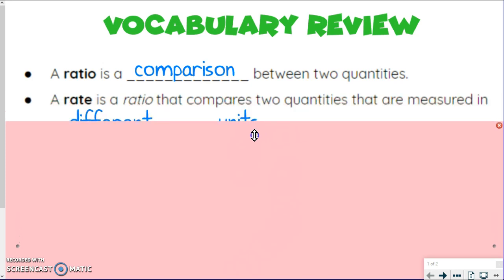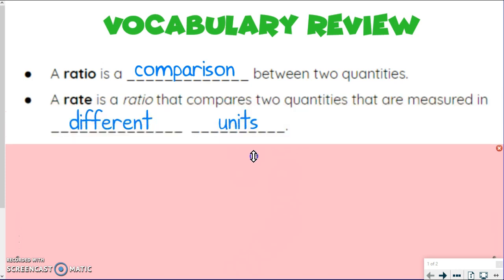Here's one of the new words. A rate is a ratio that compares two quantities that are measured in different units. So that's the only difference between a ratio and a rate, is that it's still comparing two quantities, just this time the quantities are two different units. So like miles and hours, or money versus things you're buying, those are two different units.